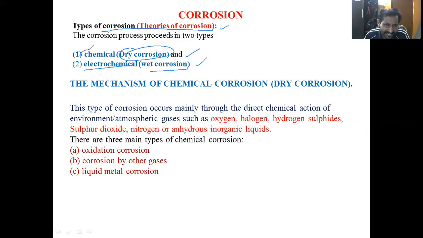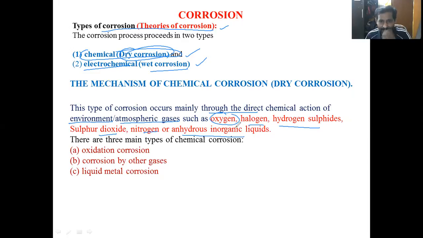We discuss the first topic in today's class, and in the next class we discuss in depth the electrochemical or wet corrosion. So today is chemical corrosion or dry corrosion. So what is chemical corrosion? This type of corrosion mainly occurs through the direct chemical action of environmental or atmospheric gases like oxygen, halogens, hydrogen sulfide, sulfur oxides, nitrogen, and anhydrous inorganic liquids. These are all responsible for the corrosion of metals.